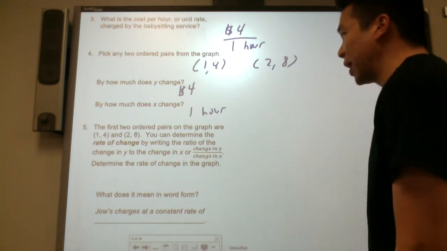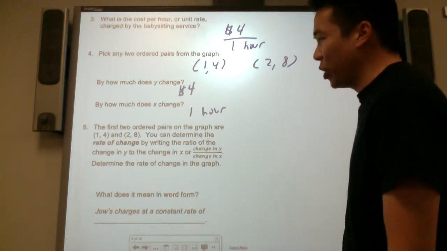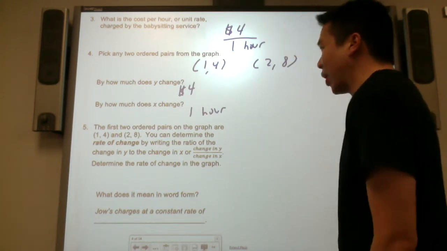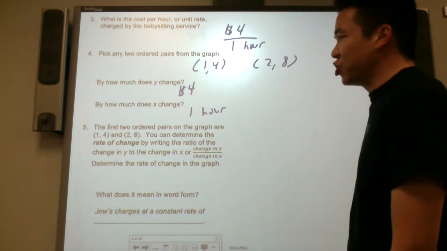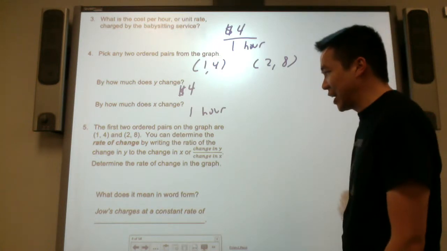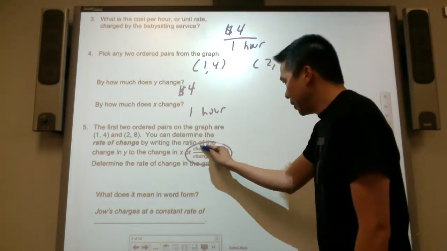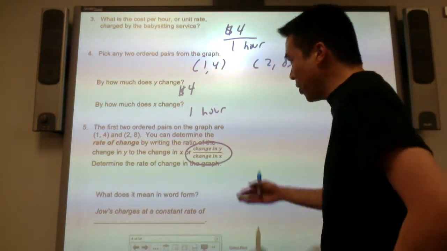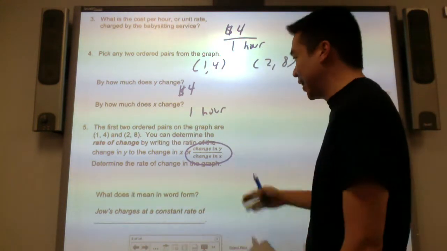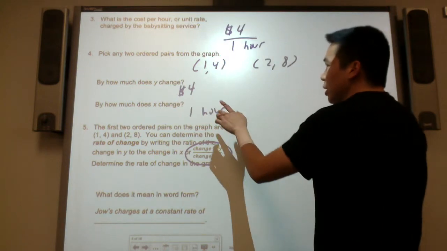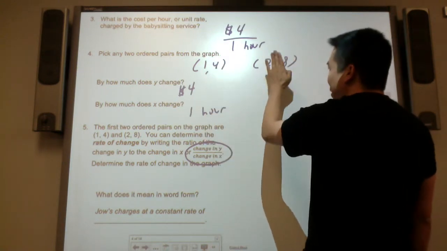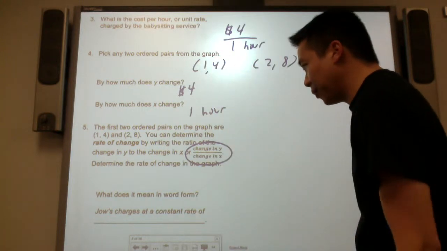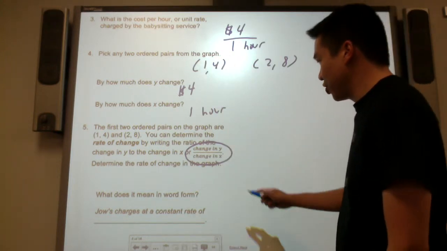So the first 2 ordered pairs, let's go to number 5. The first 2 ordered pairs on the graph are 1, 4, and 2, 8. You can determine the rate of change by writing the ratio of the change in y to the change in x. So what we did, we just found the rate of change. The graph is changing steadily. What did the y change? It changed by $4. What did x change? It changed by 1 hour. So determine the rate of change.